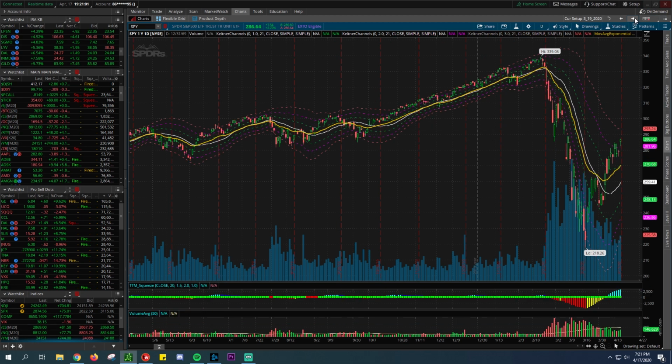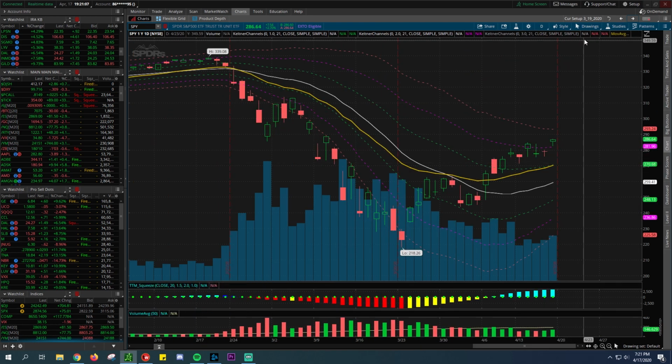So next is going to be the one you see quite a bit, and this is a combination of the standard deviations.